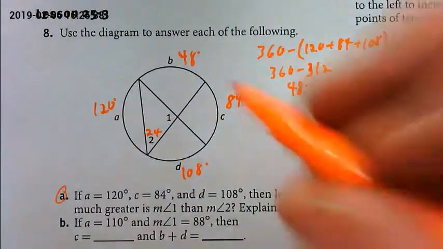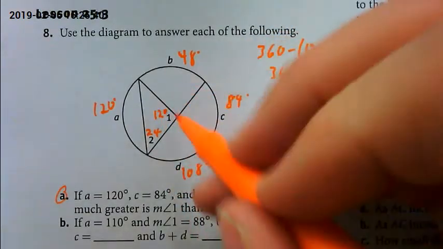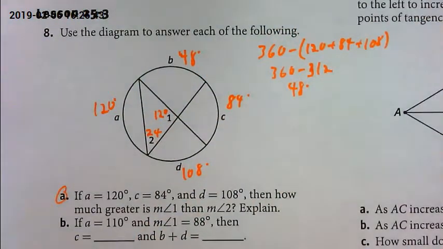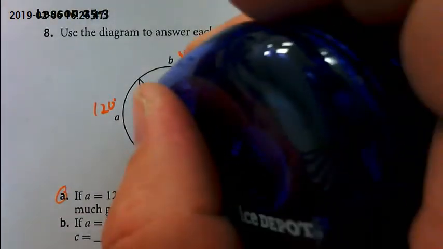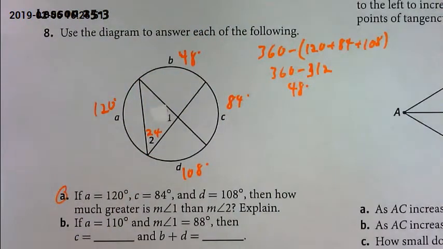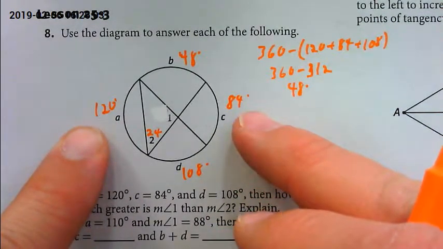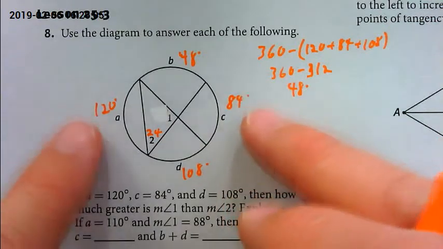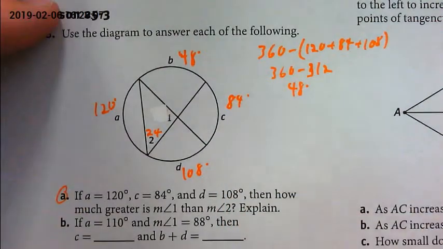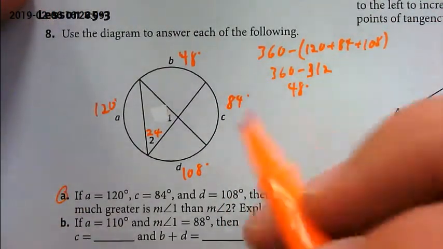Angle 1 would be 120, because it's a central angle. Ooh, no, that's not a central angle. I lied. That's not a central angle. How do we know that's not a central angle? It's not in the center. At first glance, I thought it was in the center, but I know for sure it's not in the center because these two sides aren't the same measure. So it can't be in the center. If it was in the center, these two would have to be the same, right? So we have to use another property.